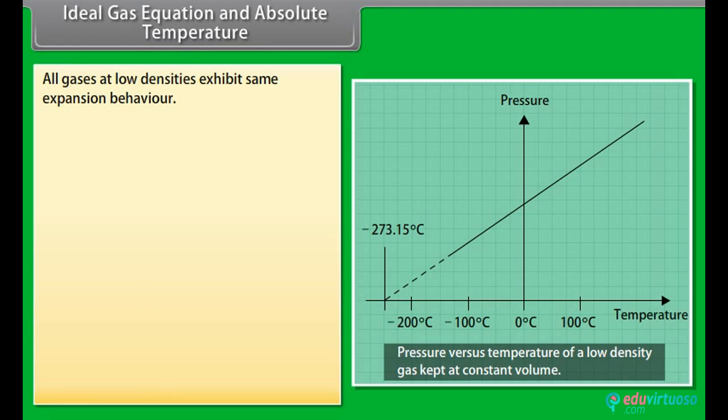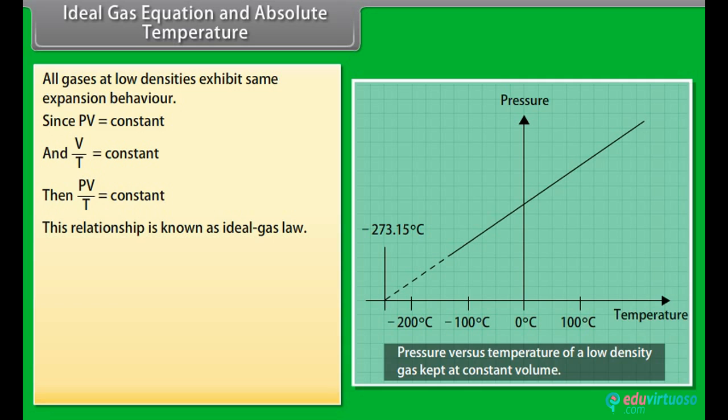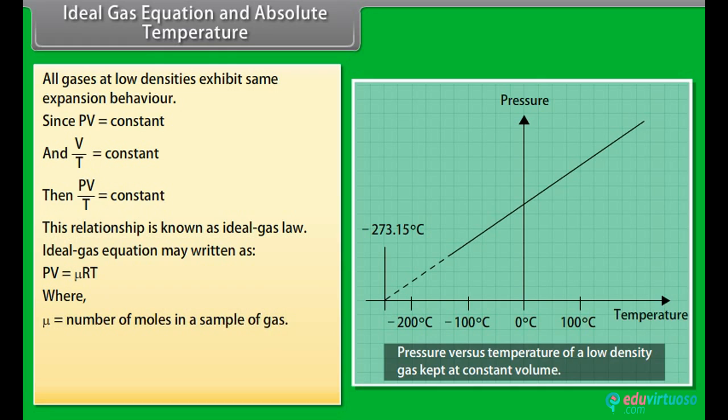Ideal gas equation and absolute temperature. All gases at low densities exhibit the same expansion behavior. Since PV is equal to constant and V/T is equal to constant, then PV/T is also constant. This relationship is known as the ideal gas law. The ideal gas equation may be written as PV = μRT, where μ is equal to the number of moles in a sample of gas and R is equal to the universal gas constant.